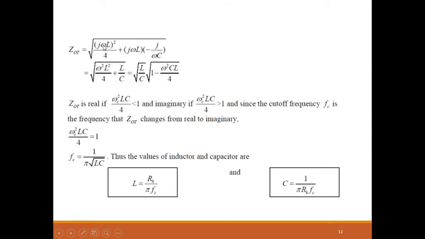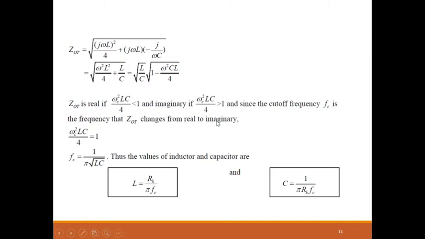Then while squaring, we get j square omega square L square divided by 4. The j square value is minus 1. Here the minus sign was missing, but we have considered it. So we take the square root of L by C outside, and the remaining term will appear like this. So Z0T is the equivalent impedance. If the value of omega square C L divided by 4 is less than 1, it is a real value. If it is greater than 1, it is imaginary.